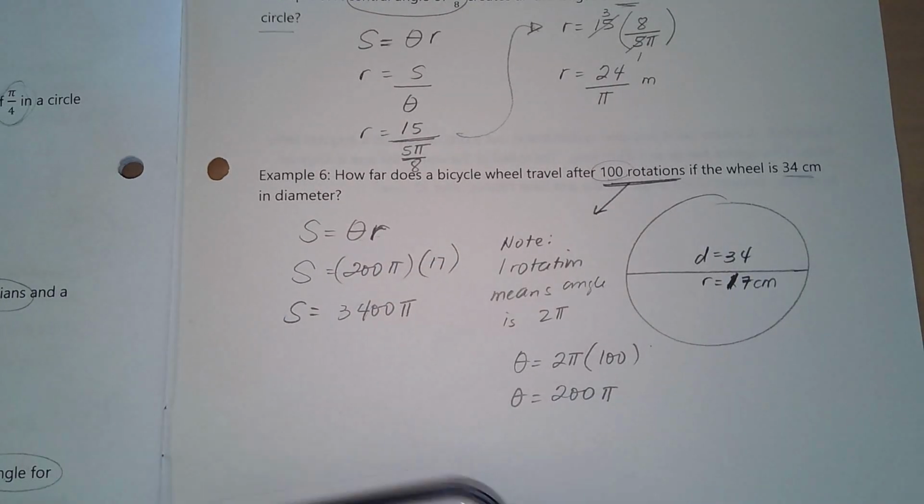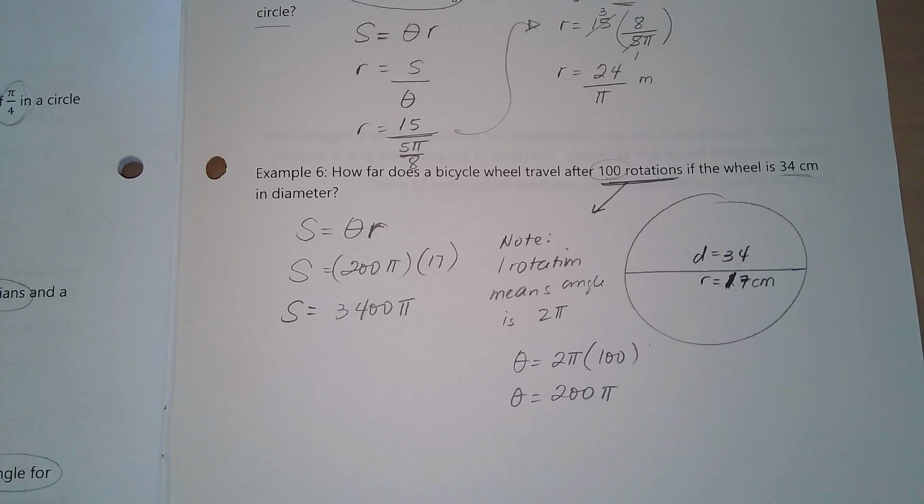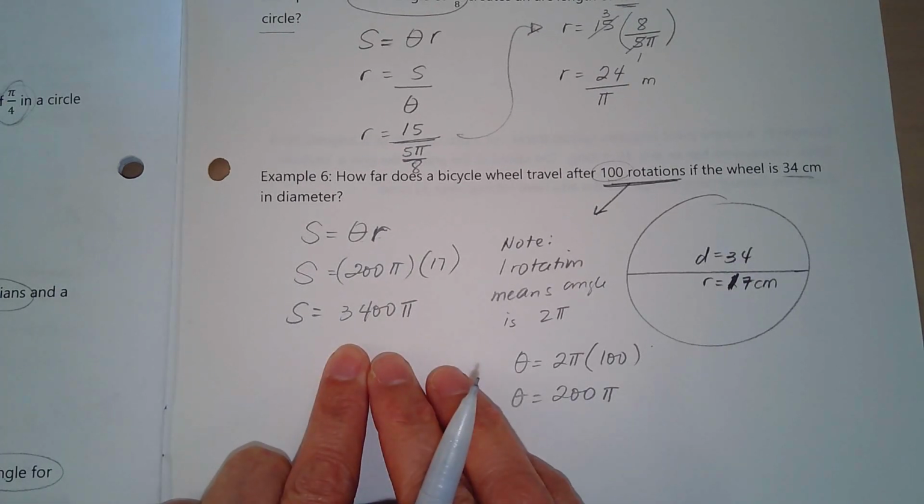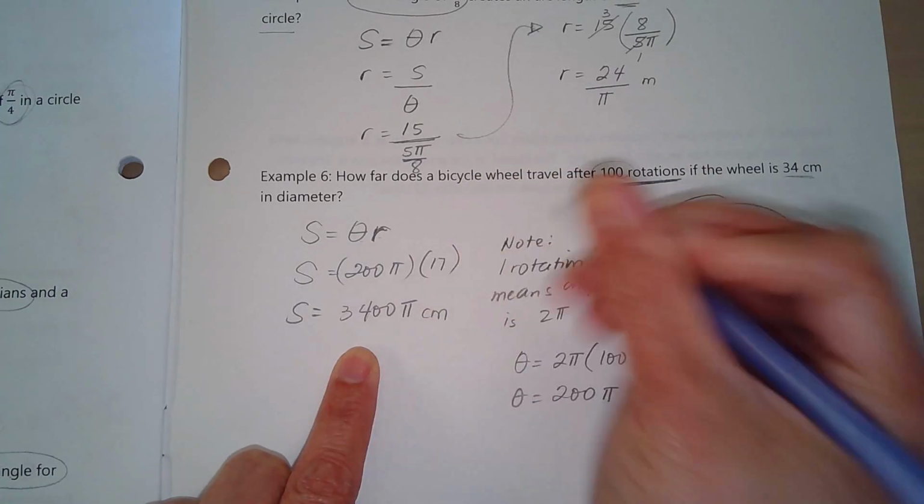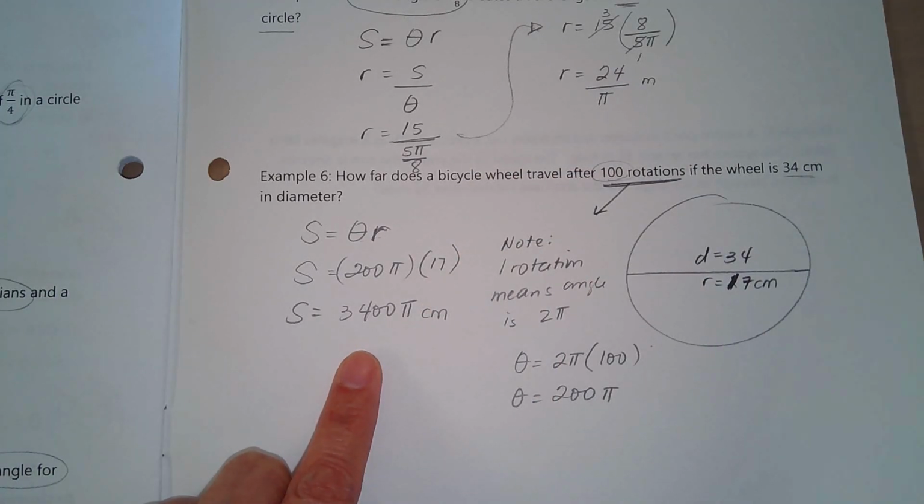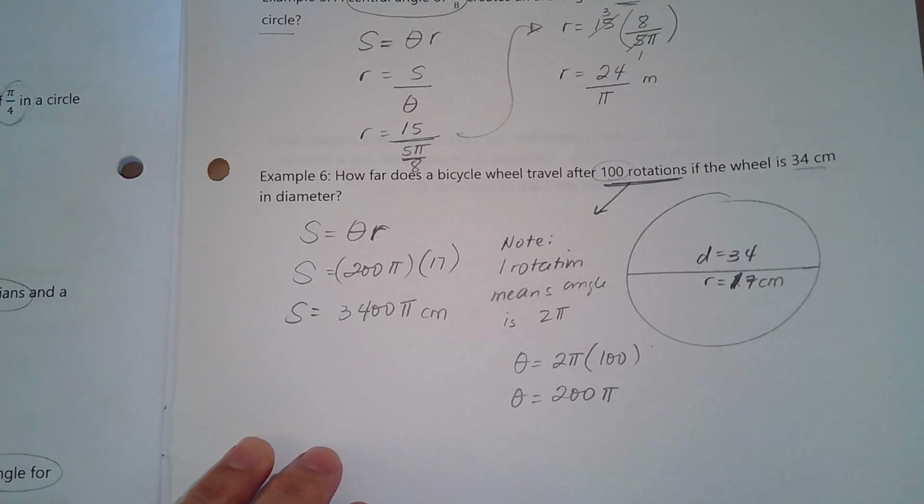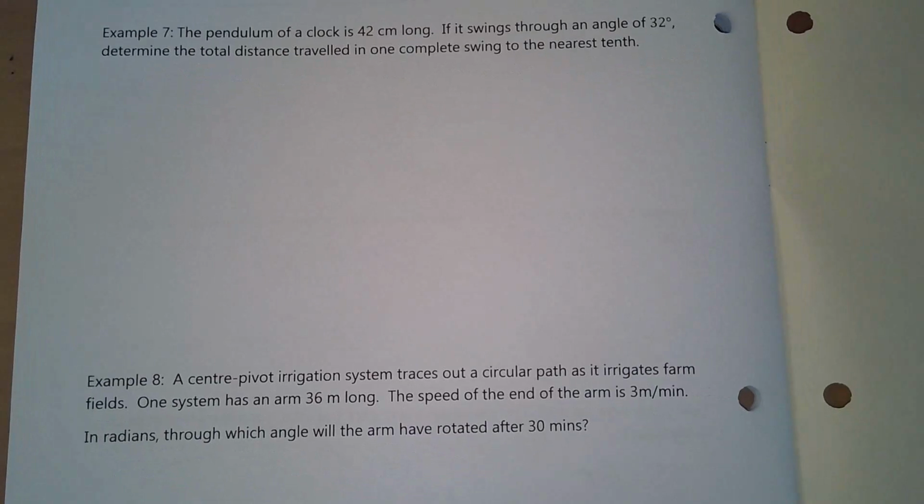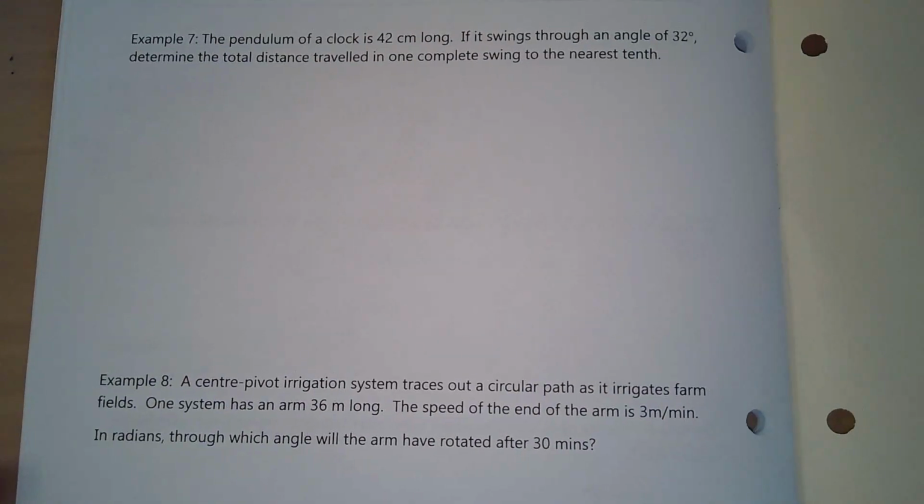Okay, so it would be 3,400 pi. And what's the unit for this? Centimeters. Okay, is that good? Next, last two. We should be able to finish this.